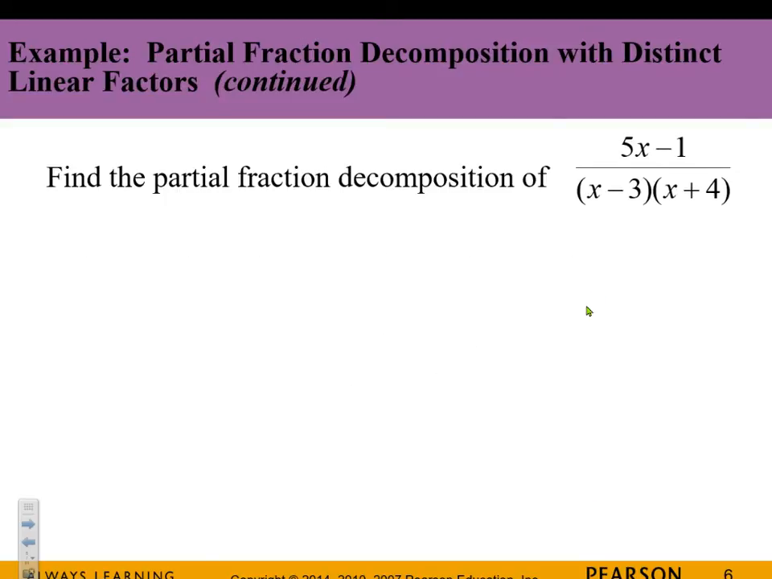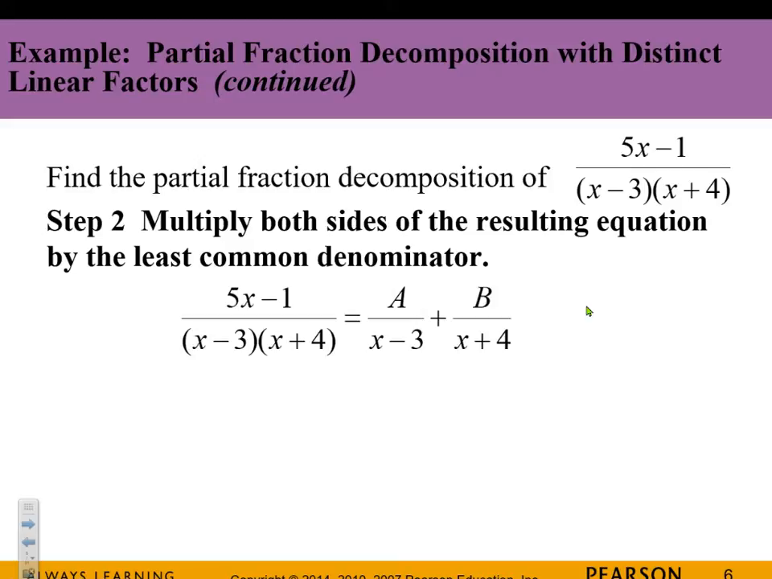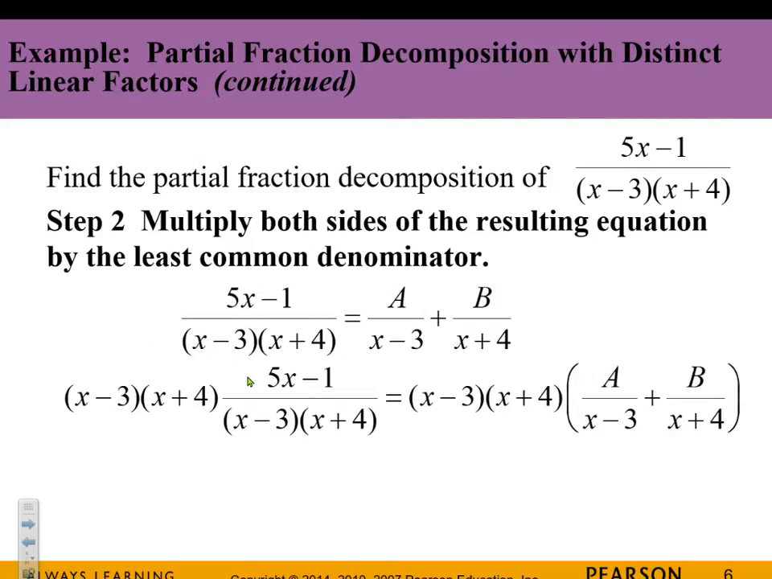Ready? First step. We're going to multiply both sides by this denominator, the x minus 3, x plus 4. Because that's going to make it, what's the magic word?